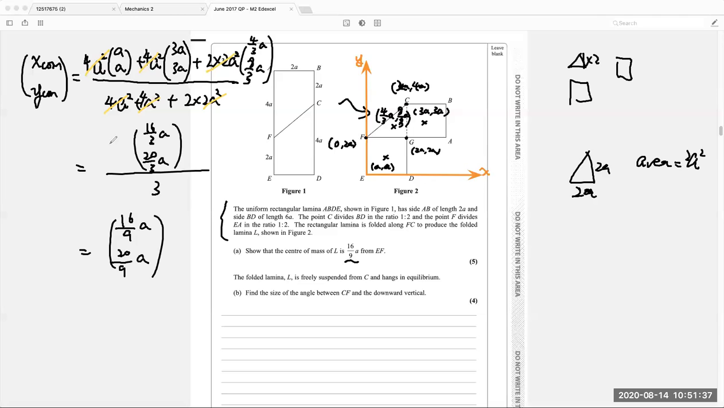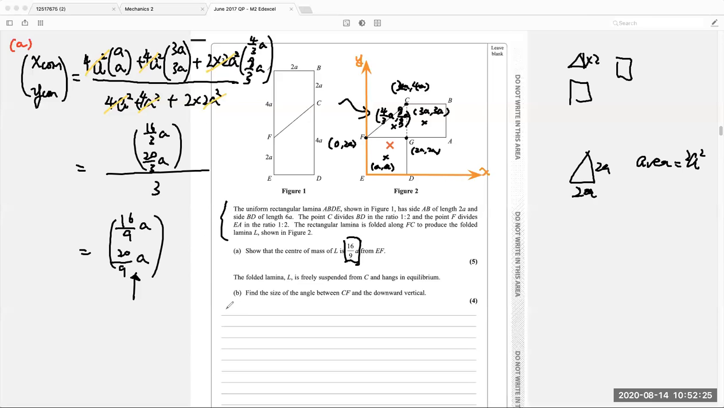Actually, let me find something more. It's about the y coordinate of the center of mass. Because you need this value in part B, so it's better for us to find it also in part A. So what does this length mean? It's a length from EF. Actually, that means this is the x coordinate of the center of mass. That's the distance from here. So we get the answer in part A, okay? 5 marks. Easy to get it.